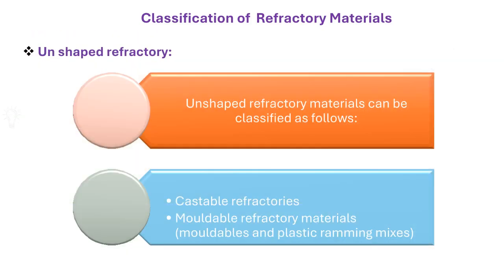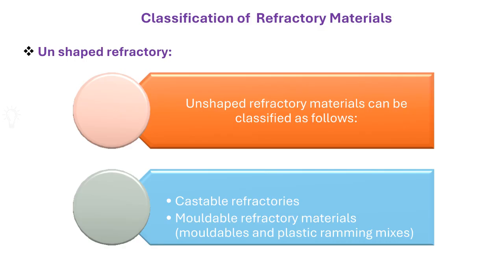Unshaped refractory materials are broadly classified into three main categories. Each category has its own application method, advantages, and typical use cases. The first and most widely used category is castable refractories. These materials are installed by pouring or vibrating them into position, much like concrete. Once placed, they harden either through chemical bonding or during heat exposure inside the furnace.